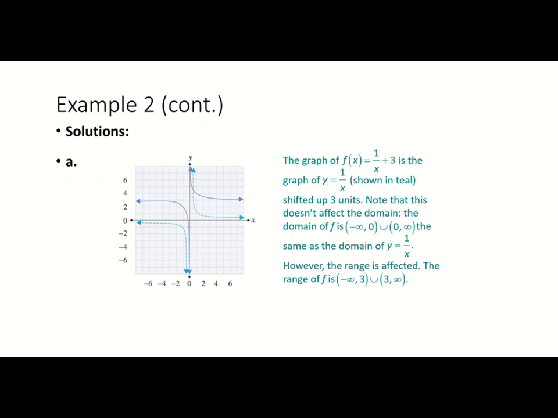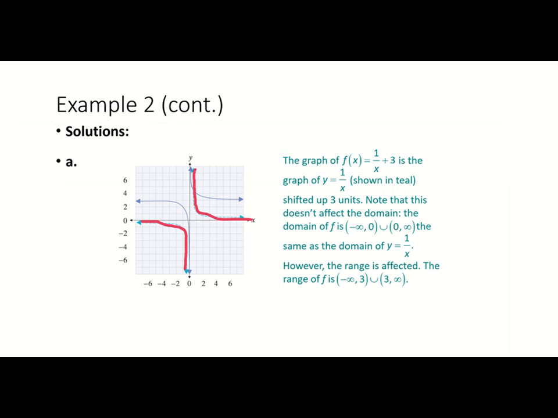And here you can see, here's our first one. It was f of x equals 1 over x plus 3. The dotted lines represent the original function, so right here. And then because it was plus 3, it moved up 3. So you can see on both sides, the points have moved up 3 spaces each.